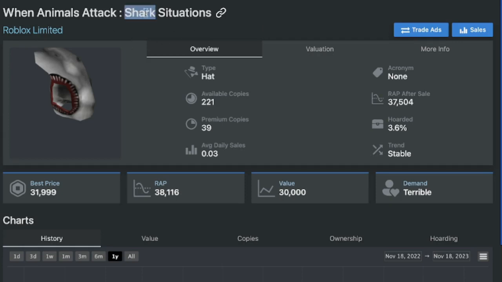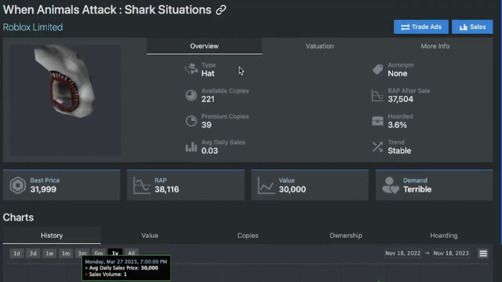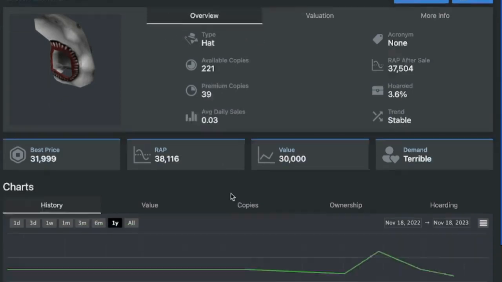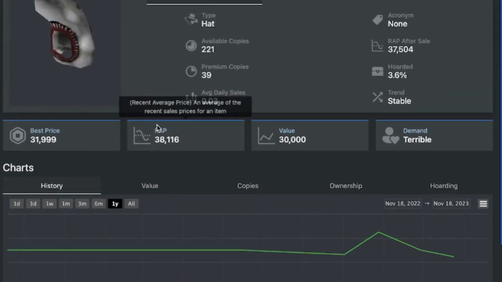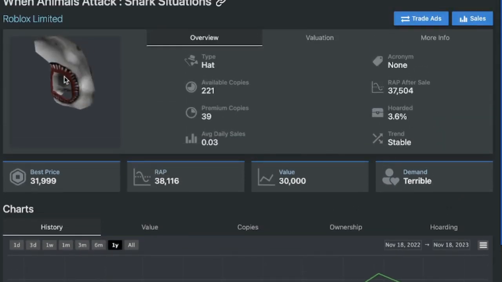But the reason I have this shark situation item pulled up is because this is actually a common sharker item, and it's ironic because it literally has the word shark in it. But the reason I say this is because some people have made people overpay a lot for this item, and as a result they've lost a lot of value because of it.